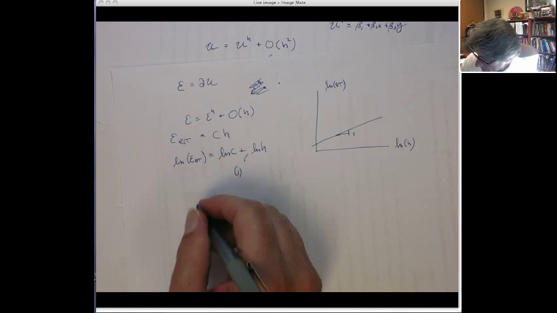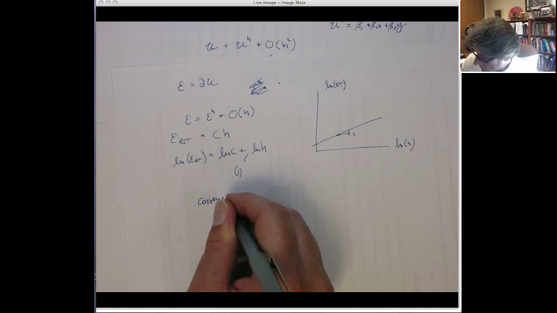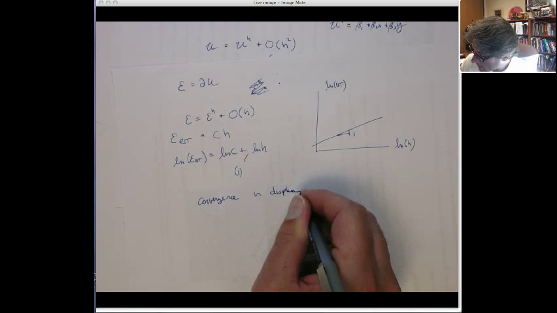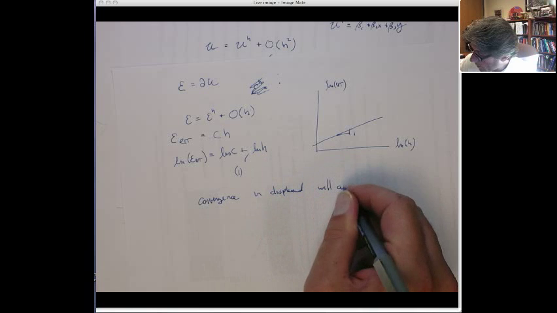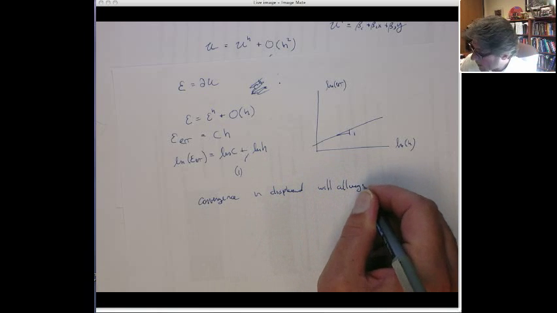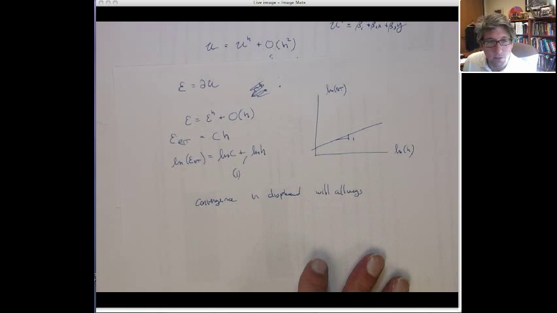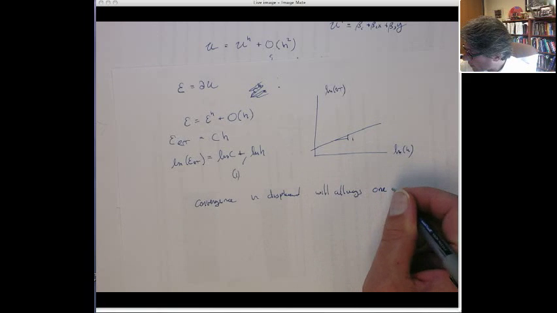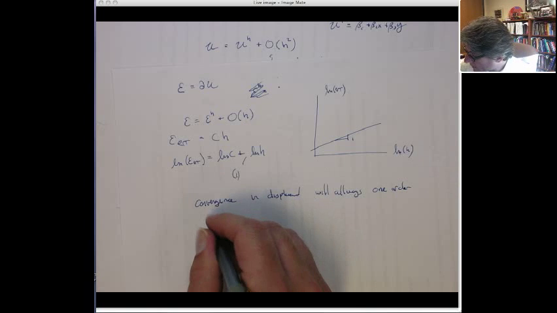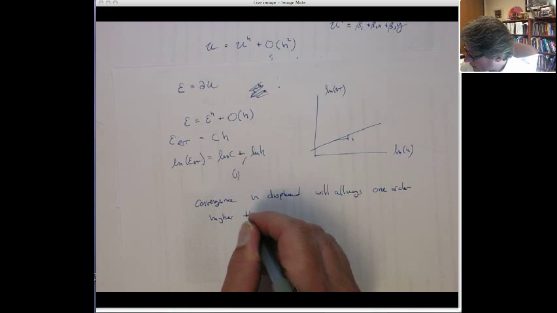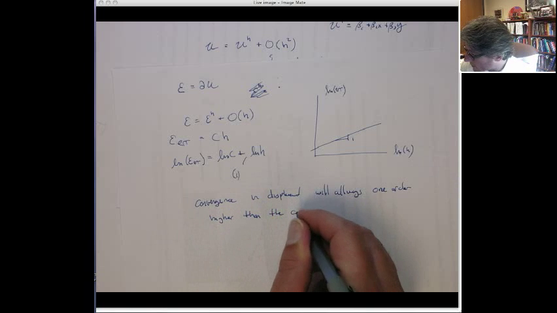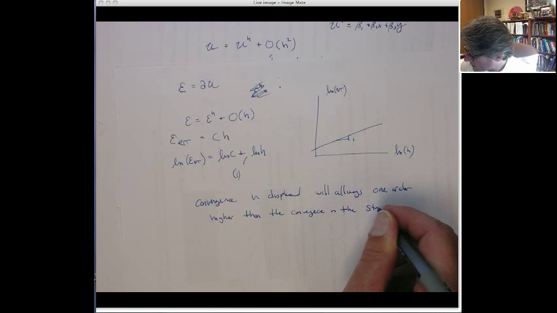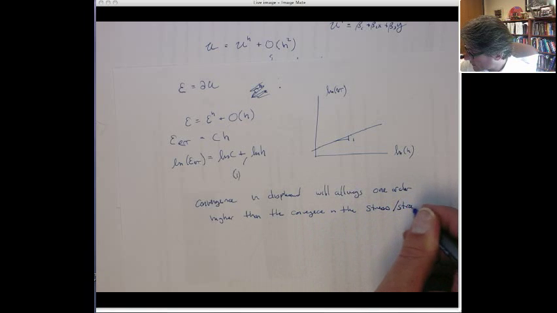So the convergence in displacement will always be, well, there are some weird multi-field elements where you can actually improve on this. It will always be one order higher than the convergence in the stress or strain. All right?